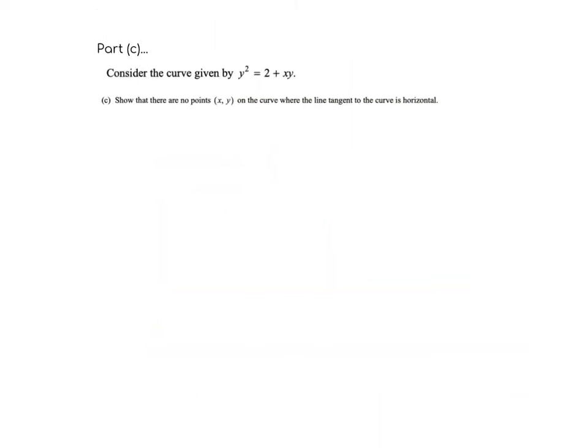And let's look what we have here. Show that there are no points on the curve where the tangent line is horizontal. So let's remember, the derivative is y over 2y minus x. We want to know, when does that equal 0?